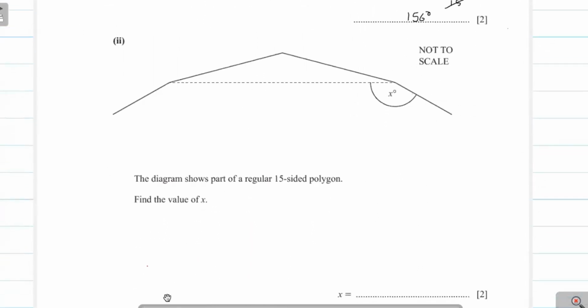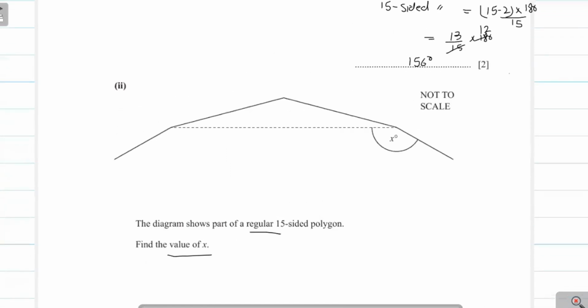Part second, the diagram shows part of a 15-sided polygon. Find the value of x. You see here each interior angle of this 15-sided polygon is 156, and the total angle here is 156. The polygon is a regular polygon, therefore the sides of the polygon will be equal.